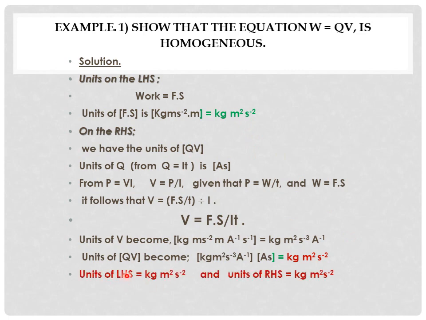You see that the unit on the left-hand side is equal to the unit on the right-hand side. What do we conclude? The equation is homogeneous. The equation is homogeneous because the unit on the left-hand side is equal to the unit on the right-hand side. Clap for yourself.